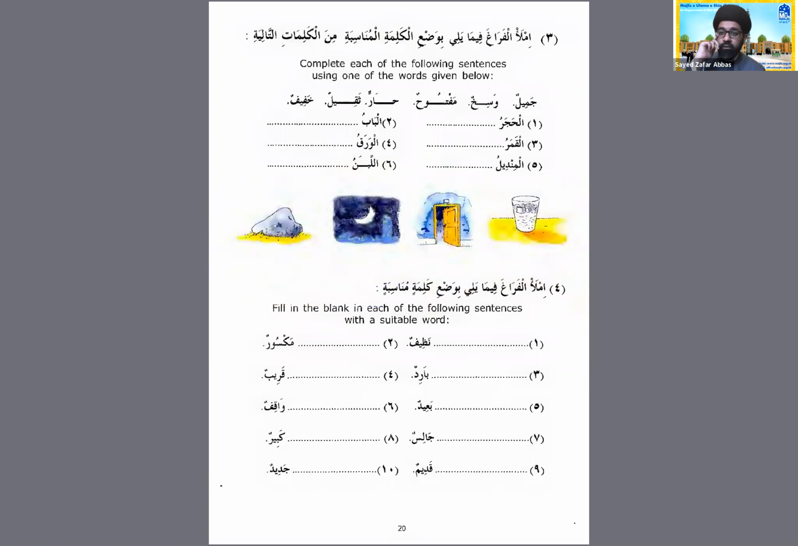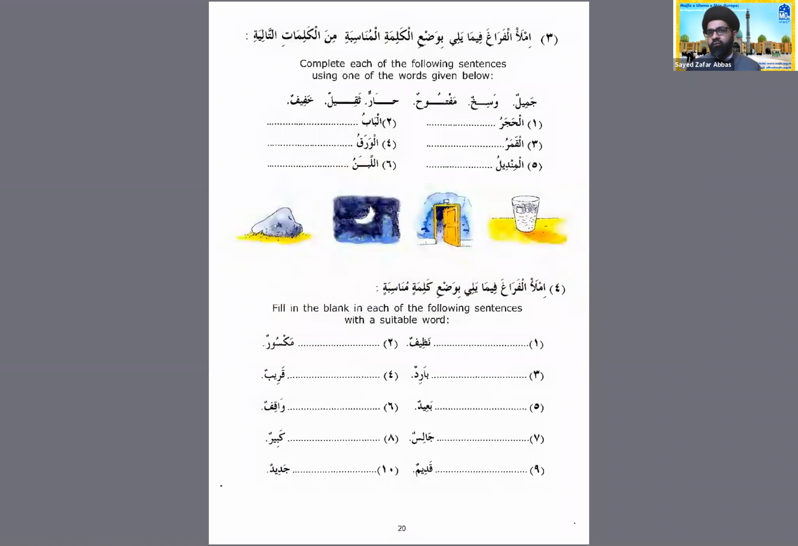Now, number 3 with al-qamar, the moon. Al-qamaru jamil, the moon is beautiful. Yes, when the moon is shining, it looks nice. It's something that people like to look at. Yes, al-qamaru jamil would make the right sentence in that scenario.